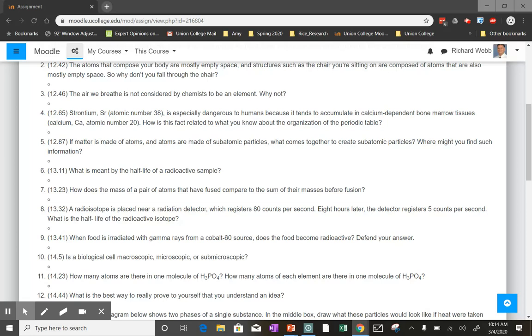When food is irradiated with gamma rays from a cobalt-60 source, does the food become radioactive? What is a gamma ray? We had alpha, beta, and gamma. What was alpha? Those are the 3 types of radiation. Gamma has no charge and no mass.